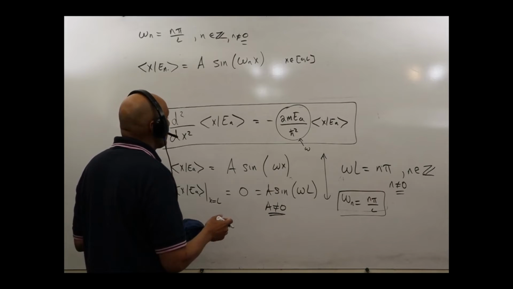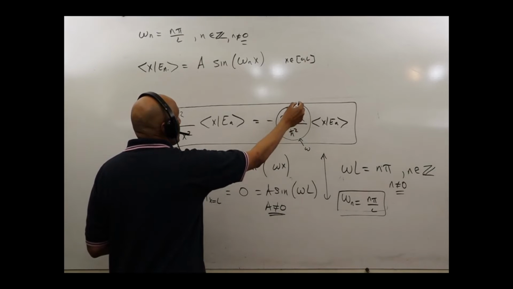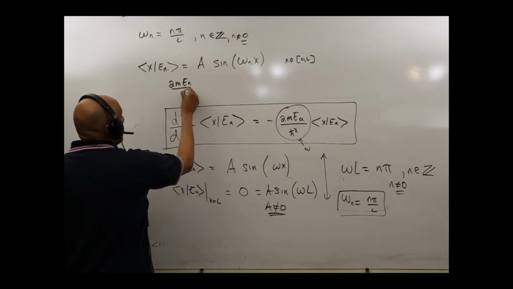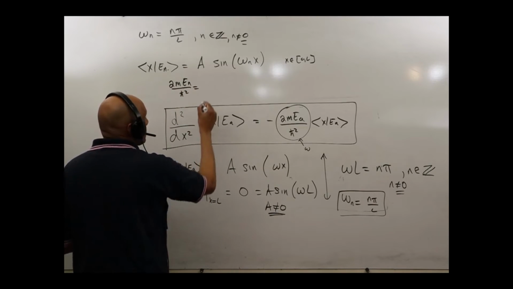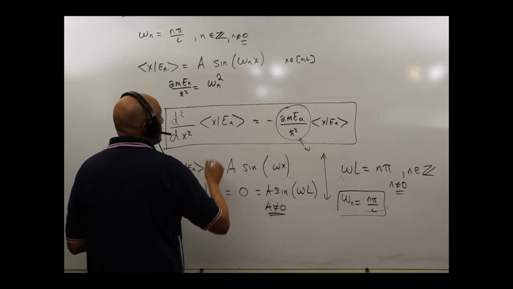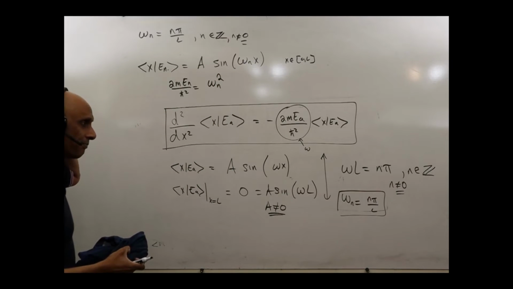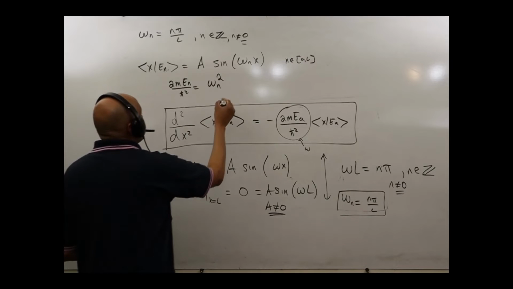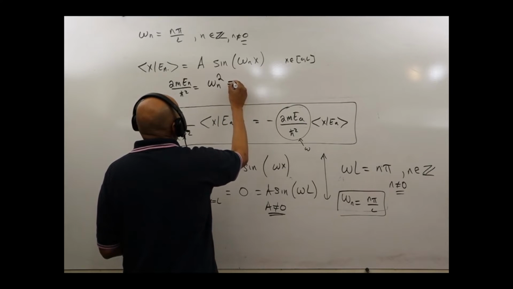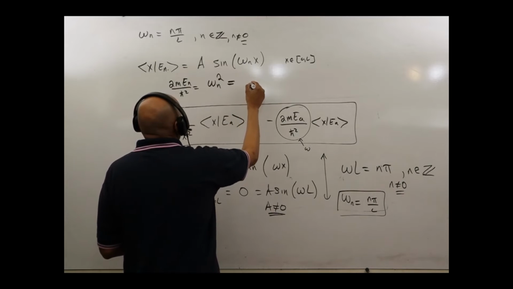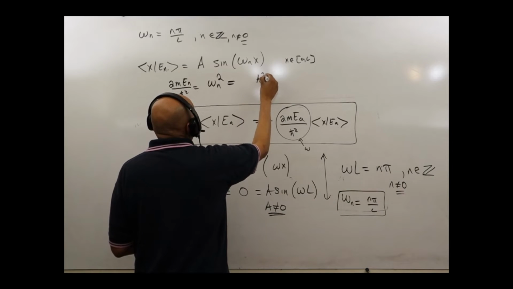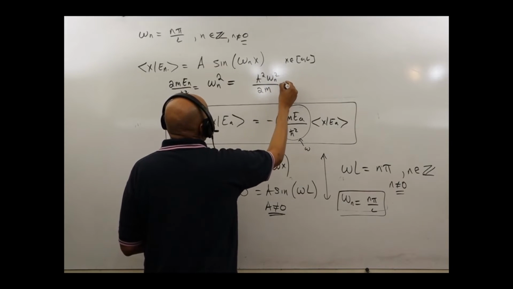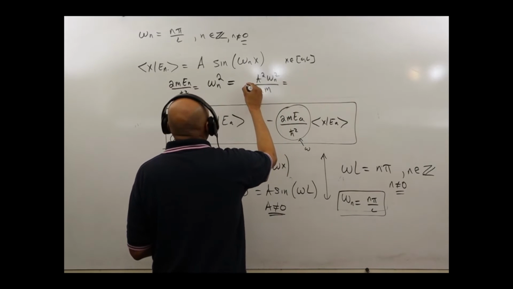And so we have another equation. We know this is omega n squared, so 2m E n over h bar squared must be equal to omega n squared. This is a solution from the second order differential equation. I'll summarize these in a sec, but we need to do calculations on these. So h bar squared omega n squared over 2m is equal to the energy value.